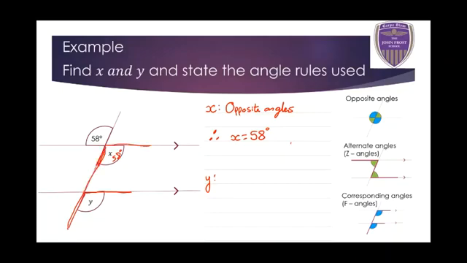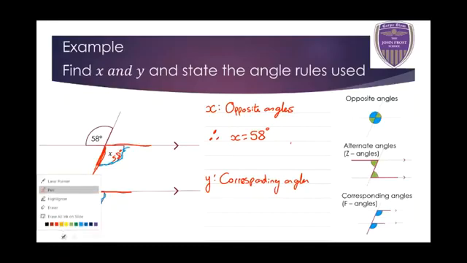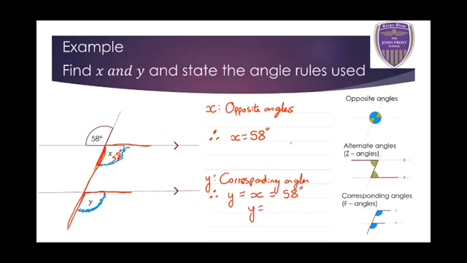And it looks like we've got an F shape here. Therefore, we're going to be using corresponding angles again. Okay, so if these are corresponding angles, that must mean that angle Y is equal to X. And we know that X is now 58 degrees. So therefore, Y is equal to X, which is equal to 58 degrees. Therefore, Y equals 58 degrees. Okay, just like that.